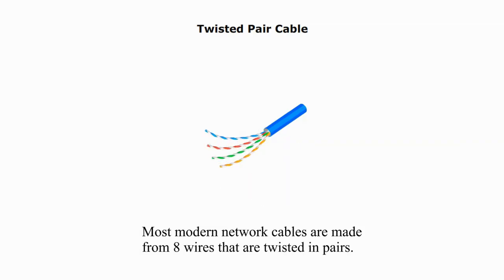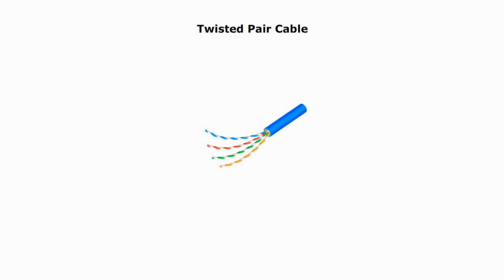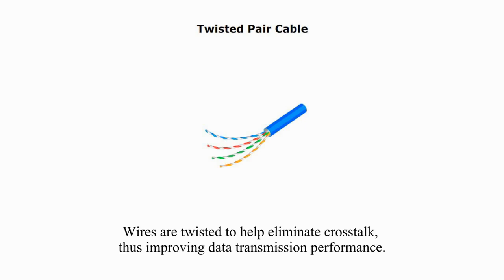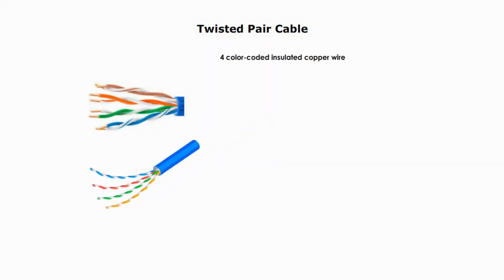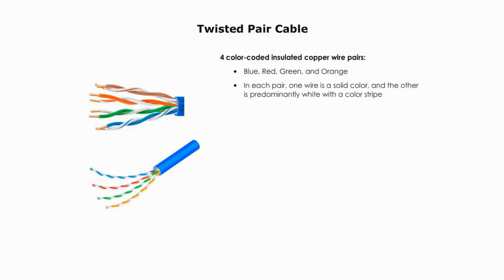Most modern network cables are made from 8 wires that are twisted in pairs. Wires are twisted to help eliminate crosstalk, thus improving data transmission performance. Twisted pairs are 4 color-coded insulated copper wire pairs: orange, blue, green, and brown. In each pair, one wire is a solid color, and the other is predominantly white with a color stripe.